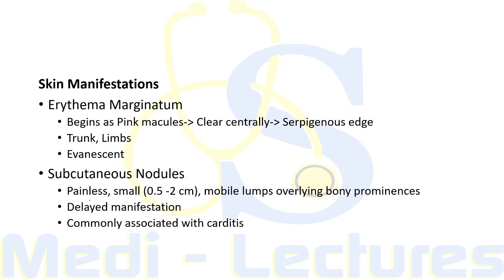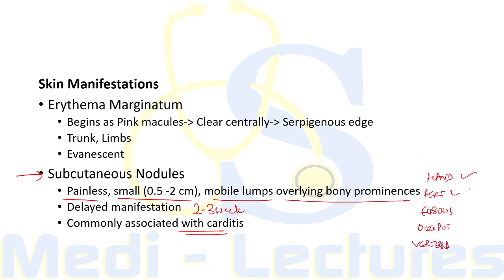The second skin manifestation is subcutaneous nodules. These occur as painless, small, which is 0.5 to 2 centimeter, mobile lumps overlying the bony prominences underneath the skin. These are the delayed manifestations appearing 2 to 3 weeks after the onset of the disease, and these are commonly associated with carditis. Now the typical locations of these subcutaneous nodules include hand, feet, elbows, occiput and vertebra.